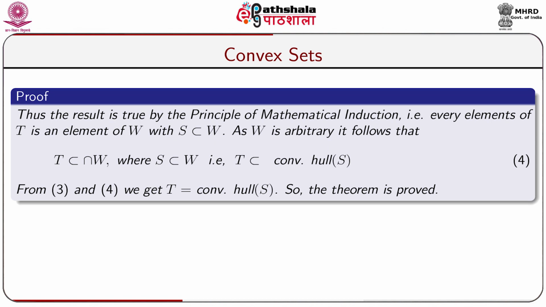Thus, the result is true by the principle of mathematical induction, that is, every element of capital T is an element of capital W with S a subset of W. As W is arbitrary, it follows that T is a subset of the intersection of all W, where S is a subset of W, that is, T is a subset of the convex hull of S, and this is named as equation number 4. Combining 3 and 4, we get T equal to the convex hull of S, and the theorem is proved.